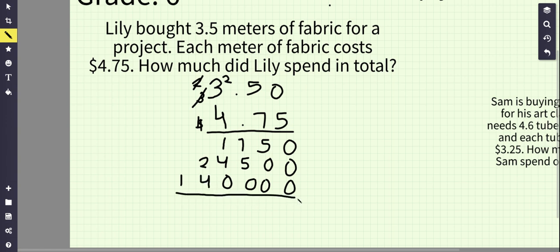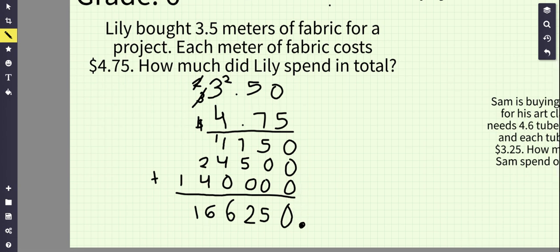And then when we've got all the products, we're just gonna add. So 0 plus 0 plus 0 is 0. Then 0 plus 0 plus 0 is 0, then 7 plus 5 is 12. So put the 1 on top, 2 on the bottom. 1 plus 4 is 5 plus 1 is 6. And then 2 plus 4 is equal to 6. And then 1 plus 0 plus 0 is just 1. Then after that, we have to put a decimal point here.